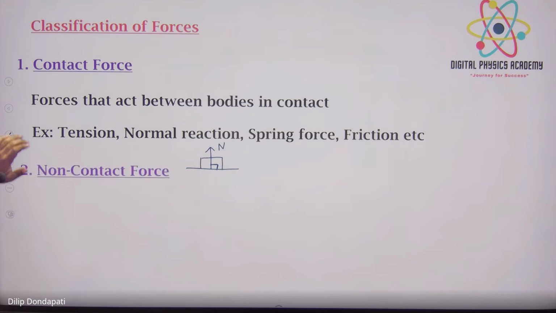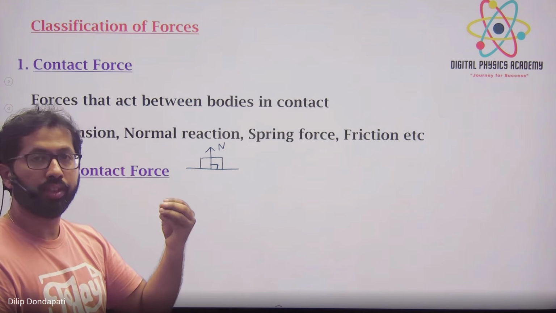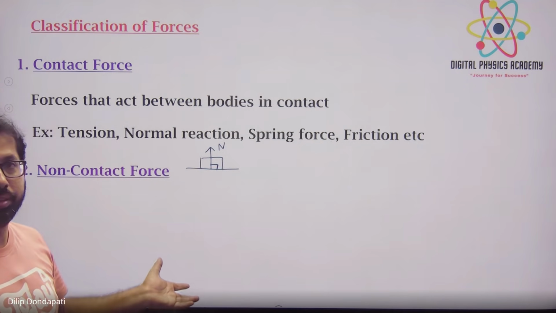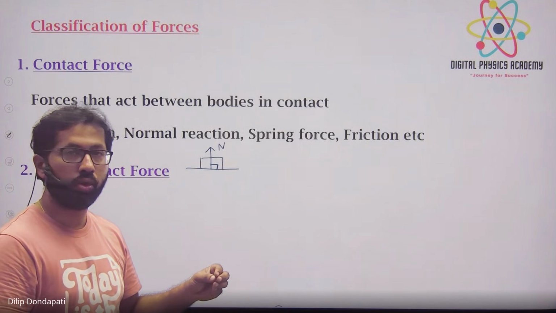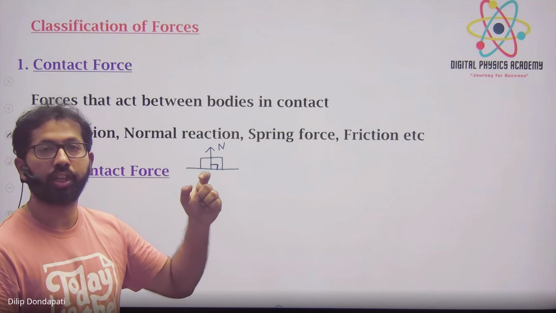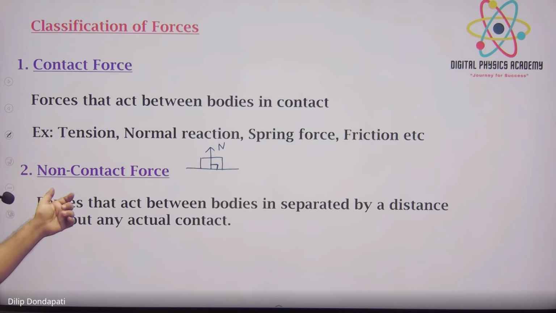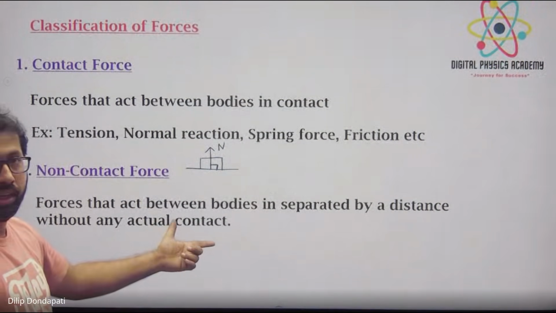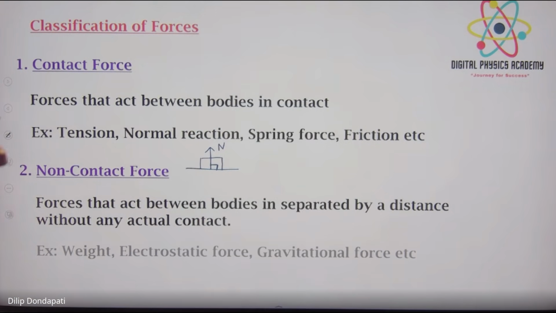Next one is non-contact force. It means the two bodies are not in contact. Even though the body is not in contact, in air or in space also, some force will be acting. Examples? Gravitational force, electrostatic force, which we studied in class 12th. And nuclear force. So these are forces that act between bodies separated by distance without any actual contact. Even though they are separated by distance, the force will be acting. That force is nothing but non-contact force.